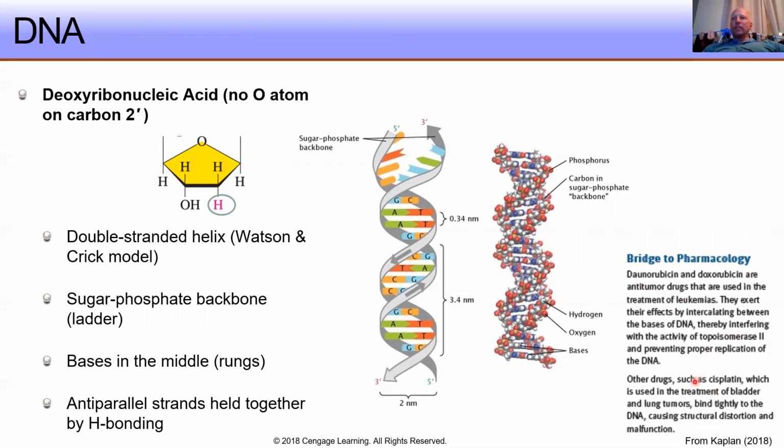And then we've got an example of another drug. This also binds to the DNA structure and it actually distorts the structure of DNA and we get malfunction as a result. So there's some chemotherapeutic drugs that work by interacting with the structure of DNA.